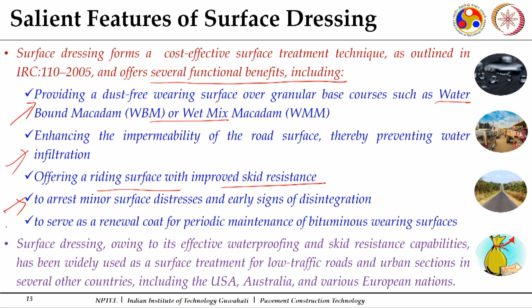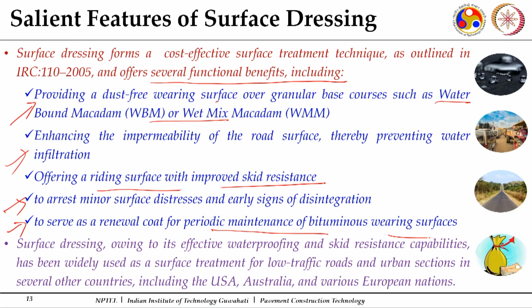And it arrests minor distresses. If some existing bituminous surface has minor loss of aggregates or minor cracks, then I can go for this application of surface dressing that will help me arrest these minor defects in the existing bituminous surface, to serve as a renewal coat for periodic maintenance. So this can be done for urban sections also, because in urban sections you don't get much severe rutting, fatigue cracking; minor defects may be there. So you can put this up as a renewal coat there.